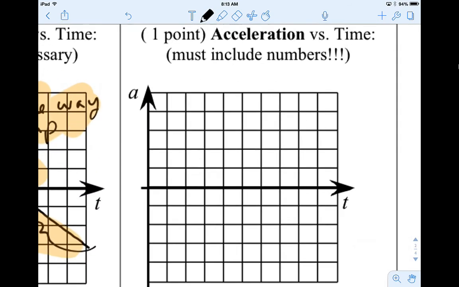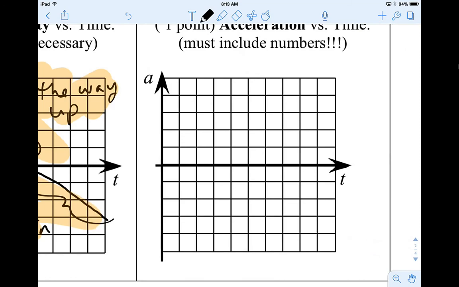Now, acceleration versus time must include numbers. Acceleration, guys, acceleration due to gravity is always the same. It's written in the top left-hand corner of the board right now while you're working on this, and it is always, always negative 9.8. As long as you label negative 9.8, I am totally good on this. It's flat. It doesn't change. It's negative 9.8. It's super easy. Okay, guys, there we go. Try the next one on your own.